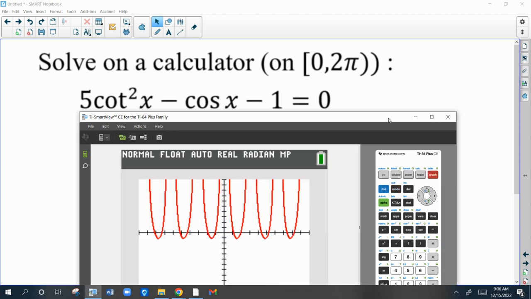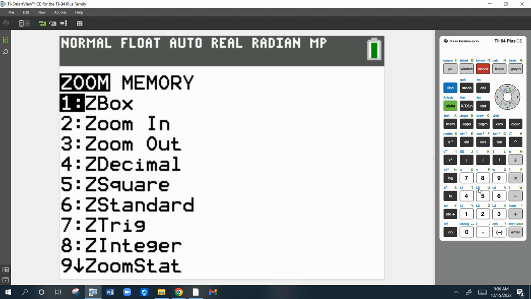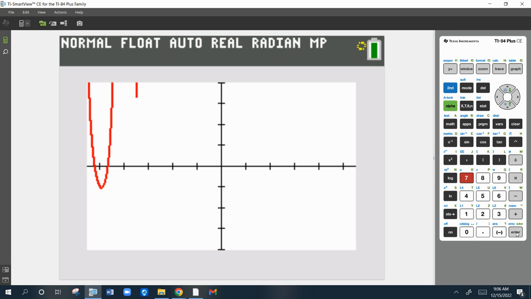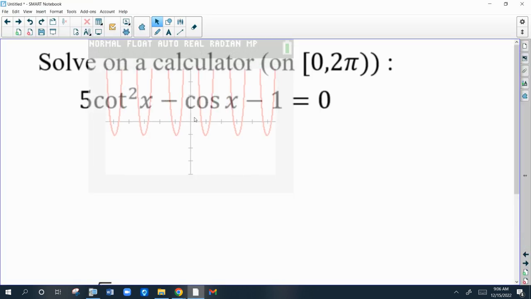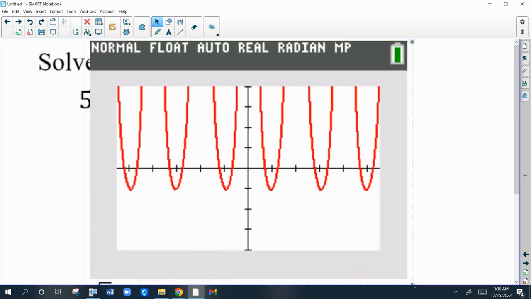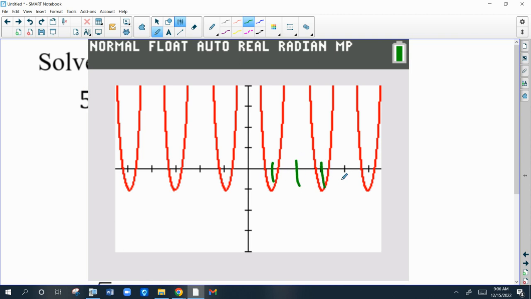So here's what the graph looked like at first. Now I'm going to zoom trig. Zoom 7. There we go. So it does narrow down the graph for us. And when you look at it closely, there are only four solutions, because pi over 2, pi, 3 pi over 2, this is 2 pi. So we're looking for this solution, this solution, this solution, and this solution.